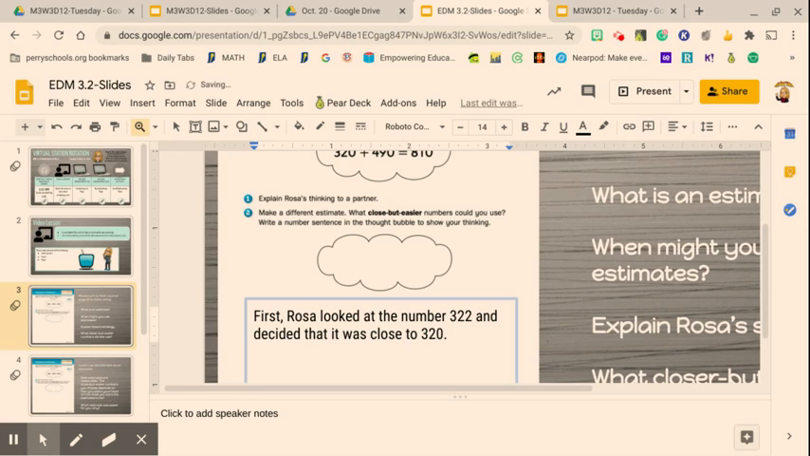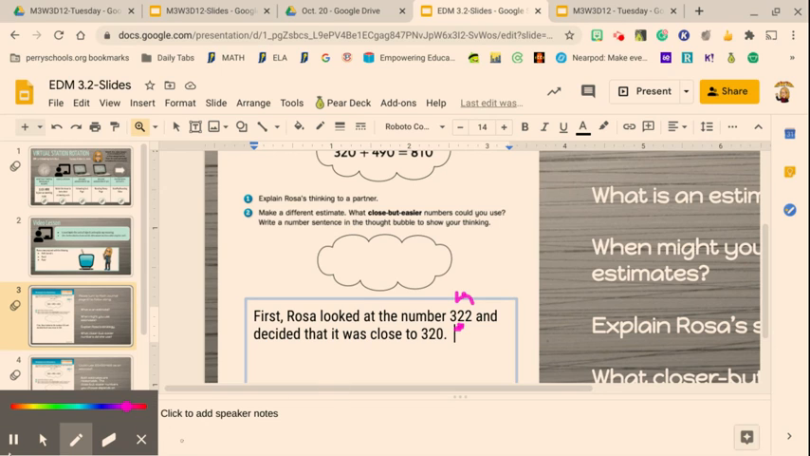And it's not enough just to say that that's what she did. I have to understand why. So I know that what Rosa did was she looked at the tens place and she rounded to the tens place. So when she looked at this 2 in the tens place, she looks to the ones place, it's less than 5. So she kept it the same. Or if you think about looking at our number line, our numbers would be 320 or 330 on the other side. Right in the middle would be 325. 322 is on the left, so it's closer to 320.